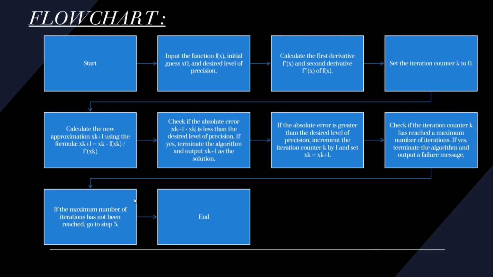This is the flowchart of Newton's method. Initially we take an initial guess and find the first and second derivatives. We find f dash of x and f double dash of x at the initial guess point, and we calculate the new guess. We repeat this until the distance between the updated guess and the previous guess is minimum.